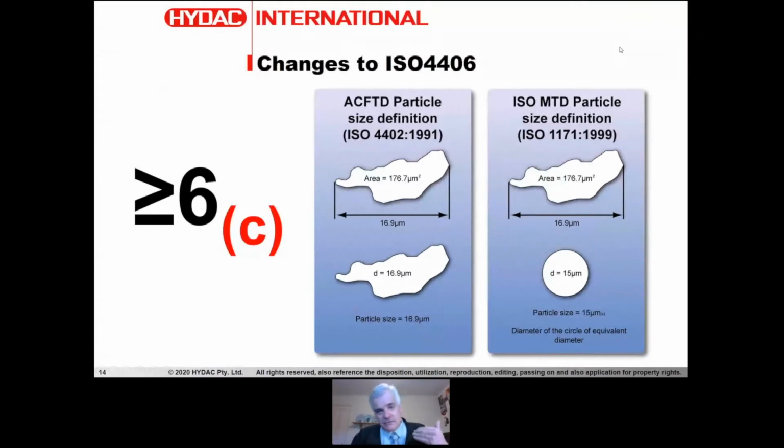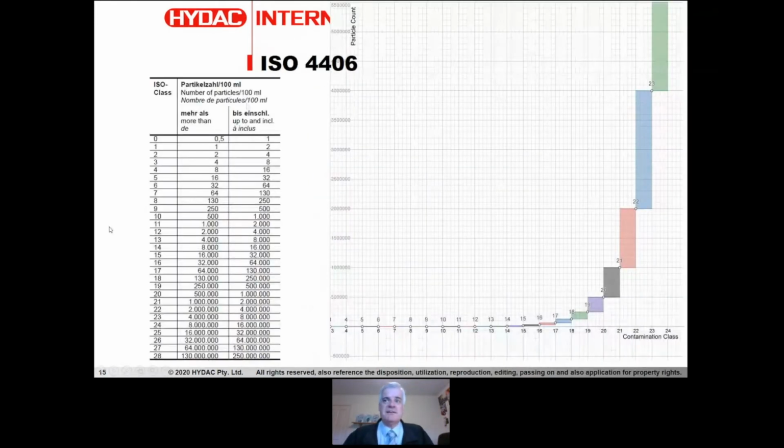Now, if you are looking at a standard that is using the current 1999 and 2017 standard, the C in brackets is put after the number. So say, for example, you're looking at particle sizes greater than or equal to 6 micron, then the little C there that you may have seen, that means it's calibrated to the new test dust version. Okay, so ISO 4406, I've done a little chart here to explain how that works as well.